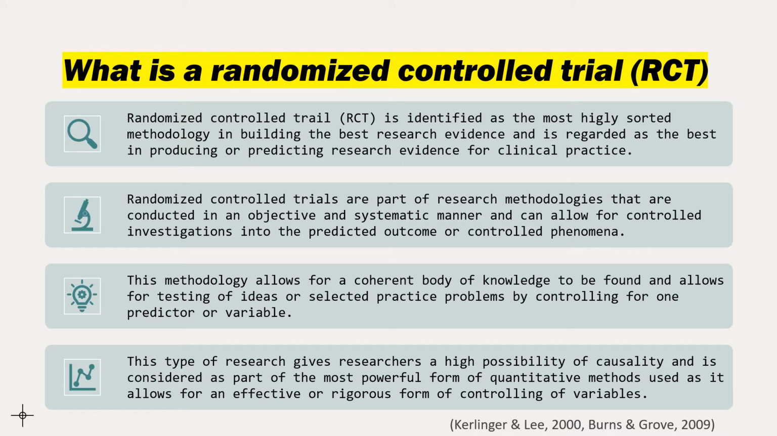It also allows for a more coherent body of knowledge to be found, and allows for testing of ideas or selected practice problems by controlling for one predictor or variable. This type of research gives researchers a high possibility of establishing causality, and is considered one of the most powerful forms of quantitative methods, as it allows for an effective and rigorous controlling of variables.